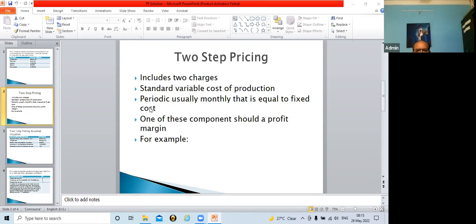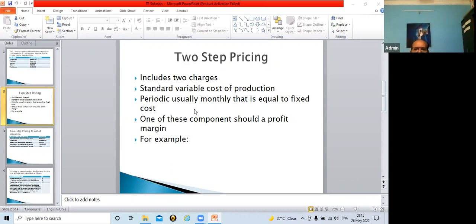In some books, it is also mentioned as periodic charges. So periodic charges is nothing but the fixed cost. And this periodic, usually monthly, is equal to fixed cost. It is to be calculated on a monthly basis. Got it? There are two charges. The first charge is standard variable cost, and the second one is fixed cost. These are the two prices.